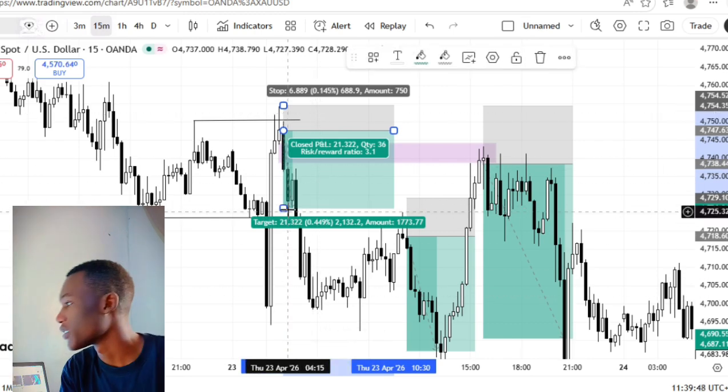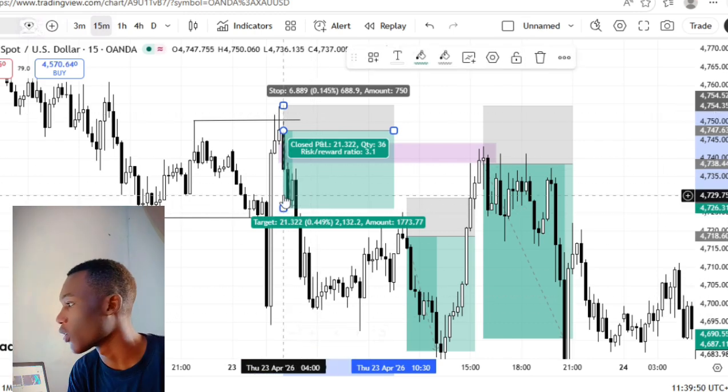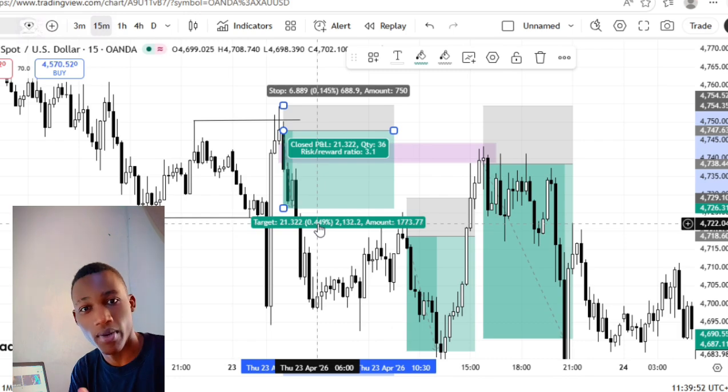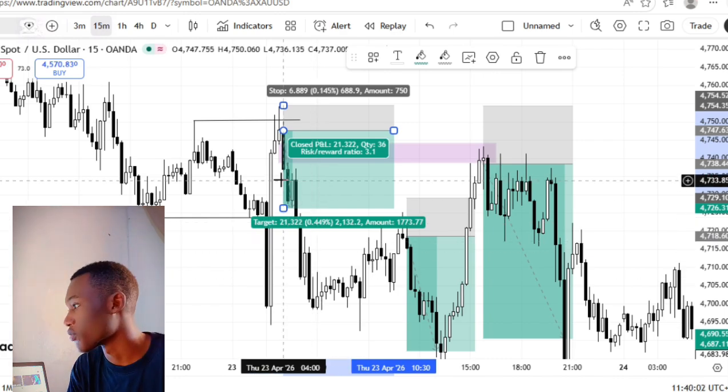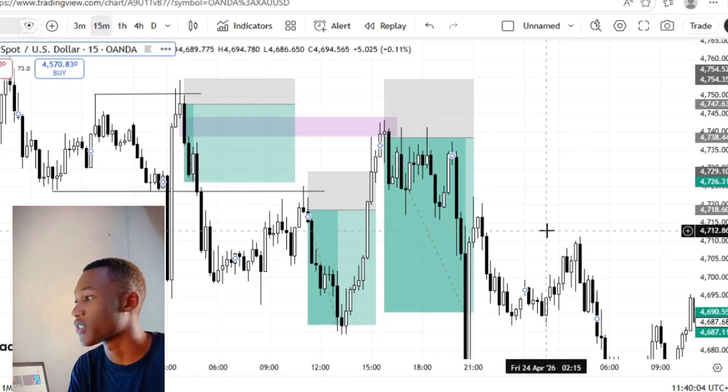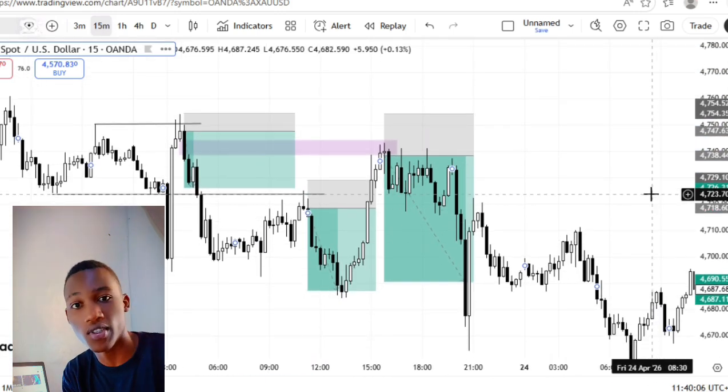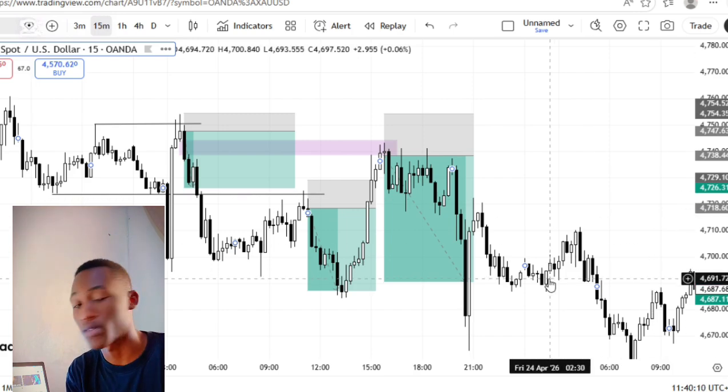Now you might be saying, why not hold it longer? Trading is not about making big profits. It's about making small profit consistently. So don't aim for the moon, don't aim for the sky. Just take small profit and be consistent. It's better to make consistent profits slowly than trying to aim big and not make profit at all.